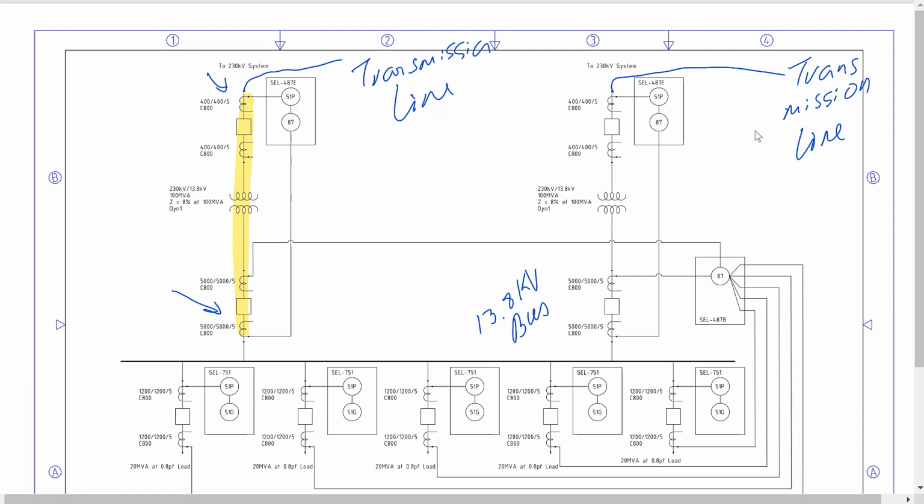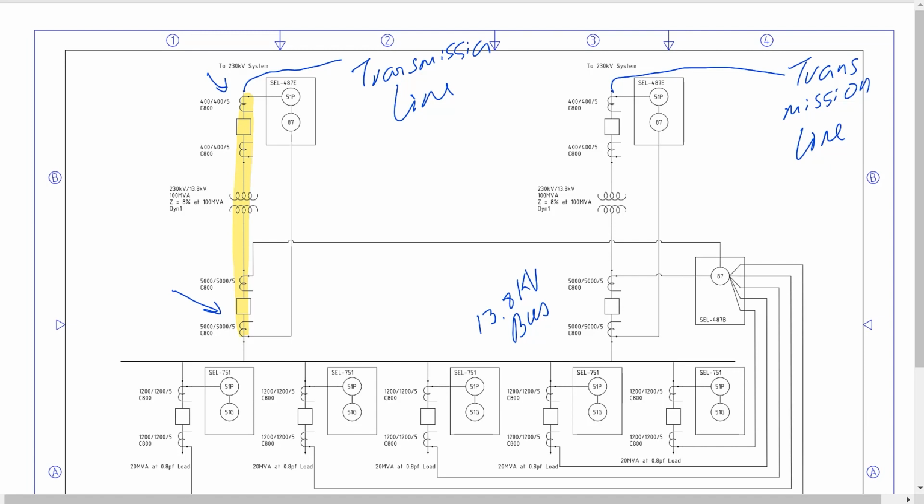There are a few key points that we need to consider when setting our differential element. First, we need to consider that the current on the high side of the transformer is not going to be the same as the current on the low side of the transformer, even under normal conditions, because we have the transformation across the transformer. Second, we also need to compensate for the CT ratios on the high side and the low side of the transformer, as well as the CT connections. So these can be connected in a Y configuration or a delta configuration. So we need to compensate for both the CT ratio and the CT connection.